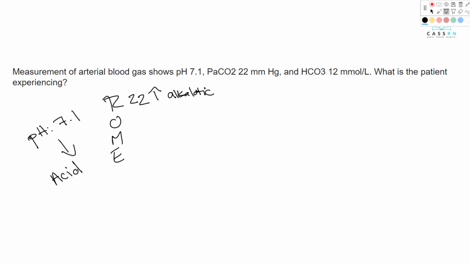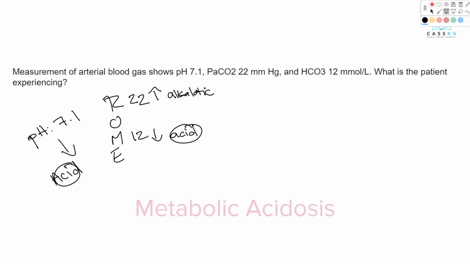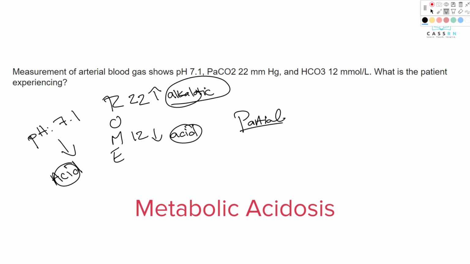Okay, so then our next one is metabolic, which is 12, which is also very low, and that's going to be acidic. Okay, so we can see that our two that match, acid and acid, right here. So this one is going to be metabolic acidosis. And then our next question is whether or not it's compensated, and we can tell that it's compensated because this one is alkalotic. So this is going to be a partial compensation because the pH is still outside of normal ranges.